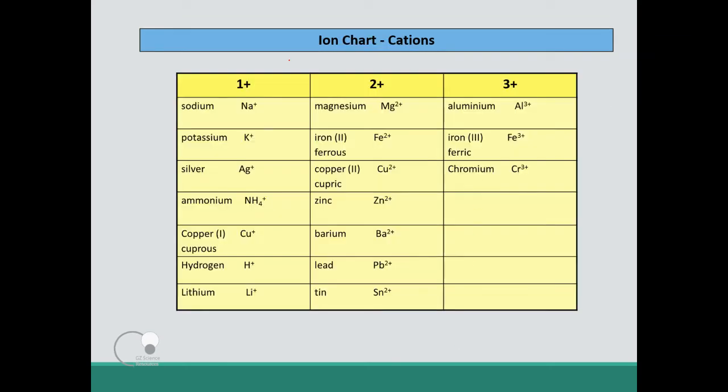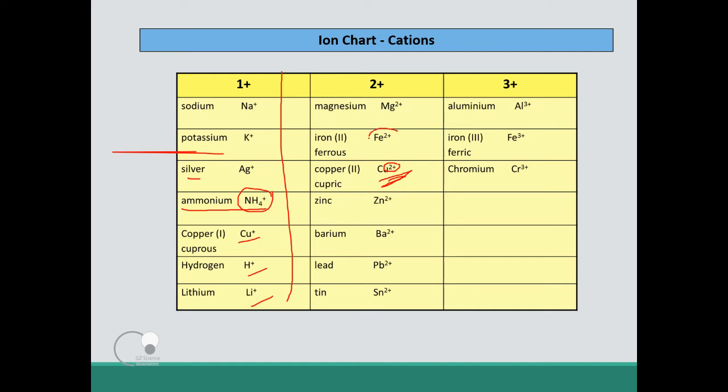So here is a chart of cations. Metals that have formed ions, group 1 over here, are going to lose 1 electron, so they've got a charge of +1. So we've got sodium, potassium, silver. Ammonium is a group, so it's got some nitrogen and some hydrogen, but overall it's got a charge of +1. That's one that is a group of atoms. Then we've got copper, which comes from the name cuprous, which is copper 1. There's also copper 2 over here, which has a charge of +2, and that's called cupric. And then we've got hydrogen and lithium. Those are our +1s.